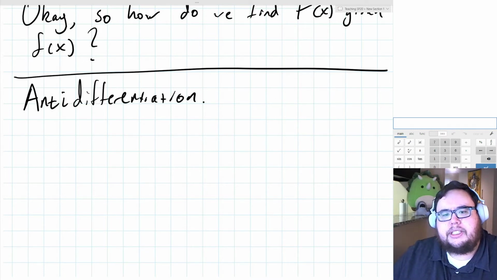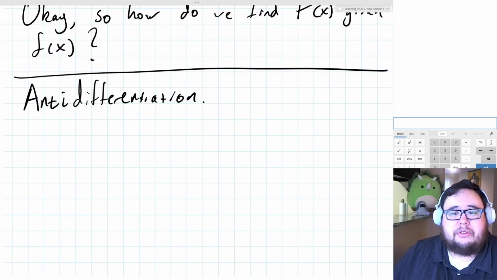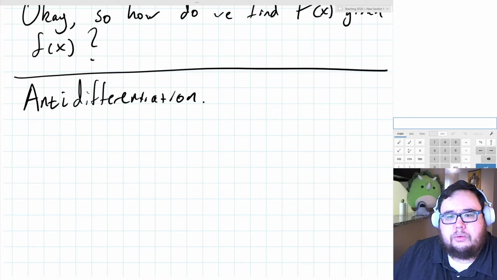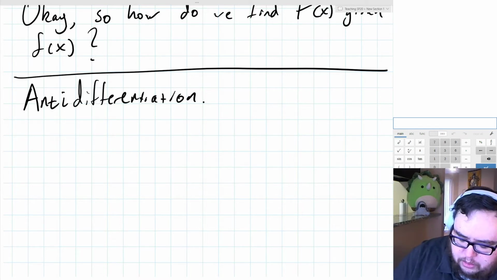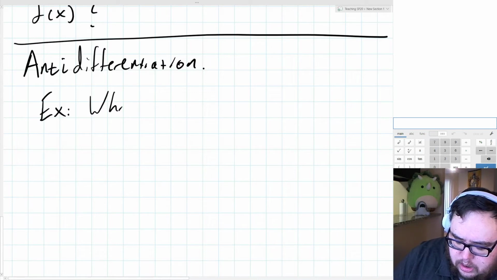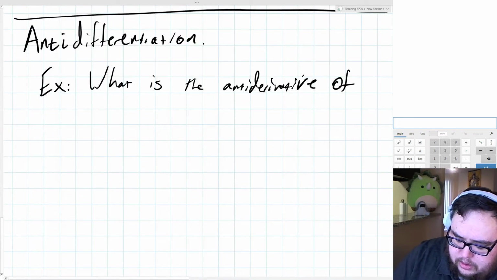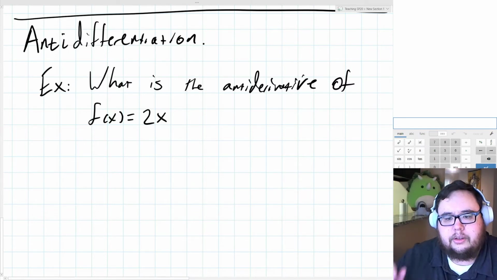But we're going to start pretty simple, okay? We're going to start with essentially just deriving antiderivative formulas, right? So we're going to start with a really easy one. What is the antiderivative of f of x equals 2x?